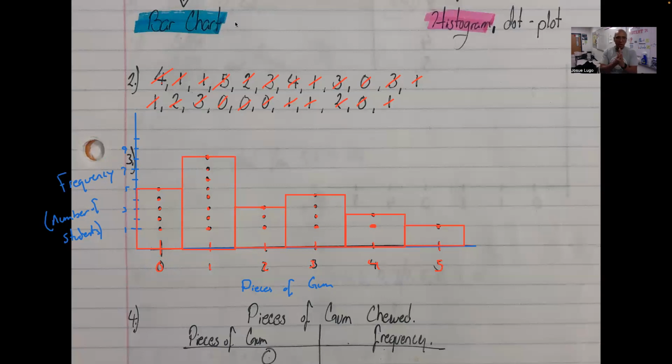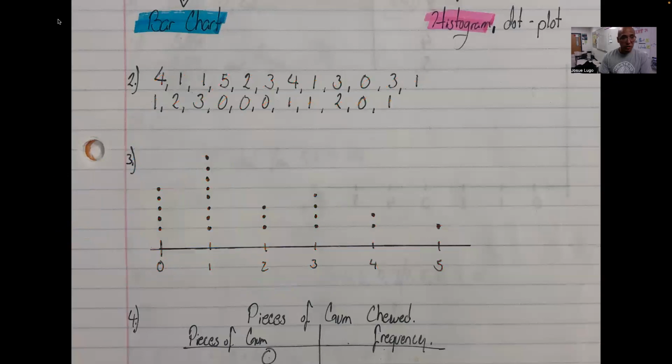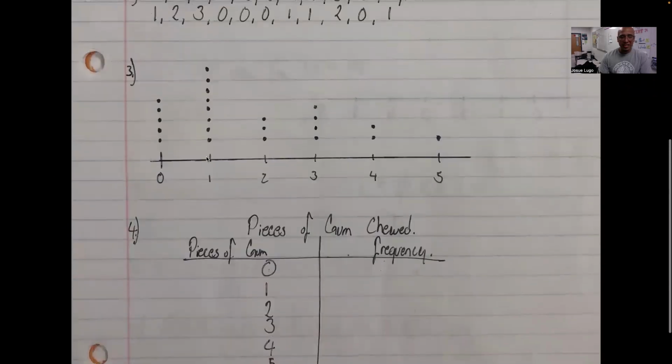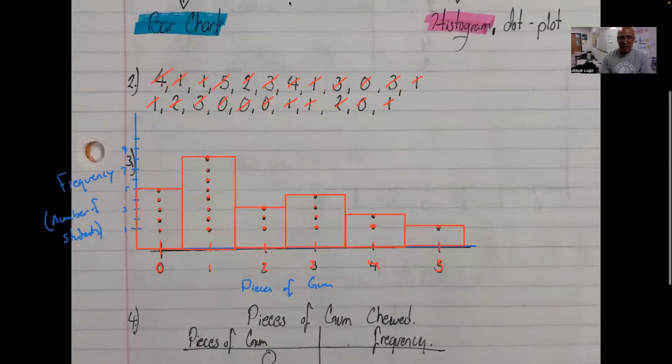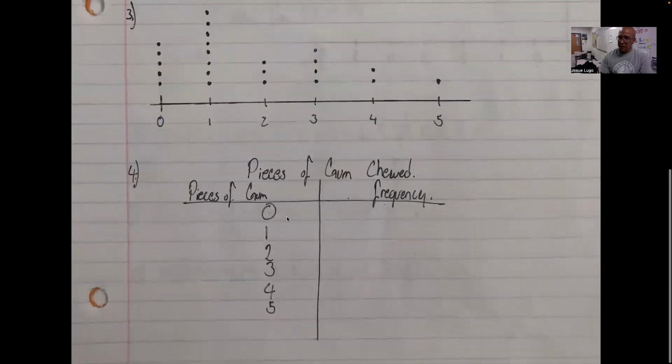So ladies and gentlemen, now that we have that information, this dot plot, we can now fill this frequency chart that we see in number 4. We can easily read the chart if you go back to the histogram that you just made, and you can easily put that information there. What was the frequency? How often was it that 0 pieces of gum were chewed? How often was it that 1 piece of gum was chewed? And again, you can place that on that frequency chart. And I'll let you guys do that on your own.